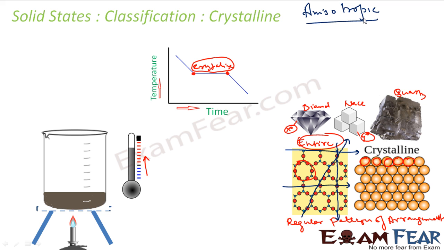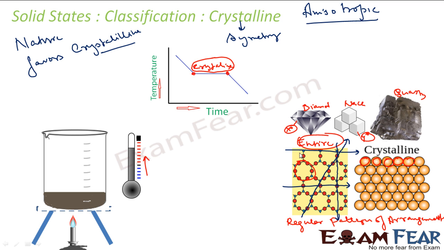And please note, most of the solid matter we see is crystalline. Nature favors crystalline nature of solid. Why? See, crystalline is more about what? Symmetry and regular arrangement pattern, as I told here, correct? So crystalline is all about symmetry. It's all about symmetry and regular arrangement of pattern.